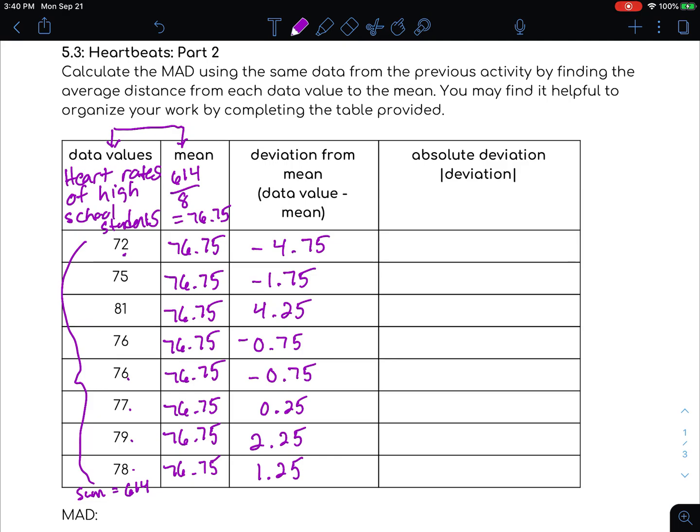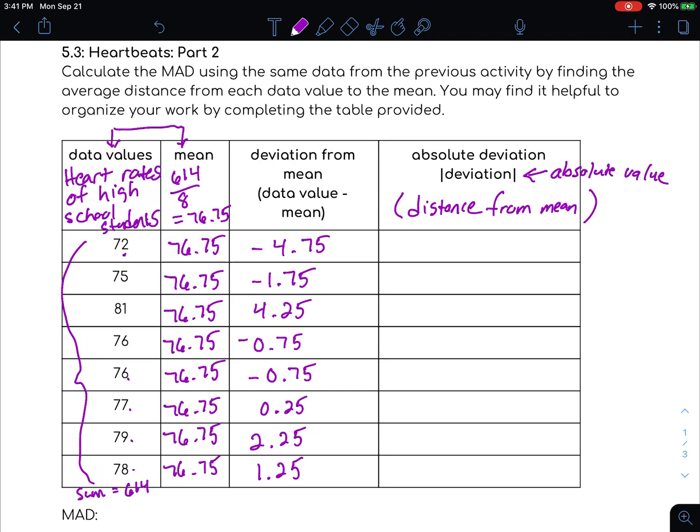But whenever we talk about distance, remember, distance is always positive. So distance from the mean is what we're calculating here. And to change a number into a positive, we're going to take the absolute value. That's where that absolute number comes in, the mean absolute deviation. So we're going to do the absolute value.